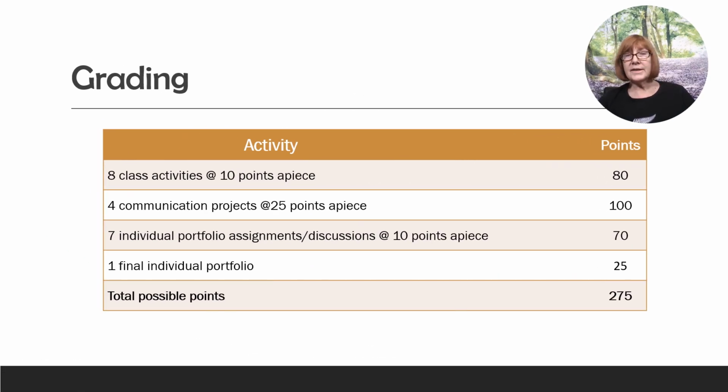Here's how the course activities are graded. There are 8 class activities that are 10 points apiece, the 4 communications projects that are 25 points apiece, the 7 individual portfolio assignments and discussions that are 10 points apiece, and 1 final individual portfolio that is 25 points for a total number of points of 275.